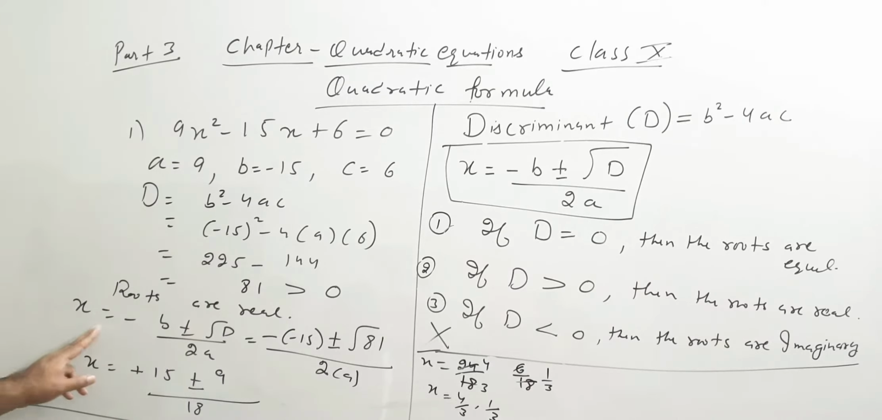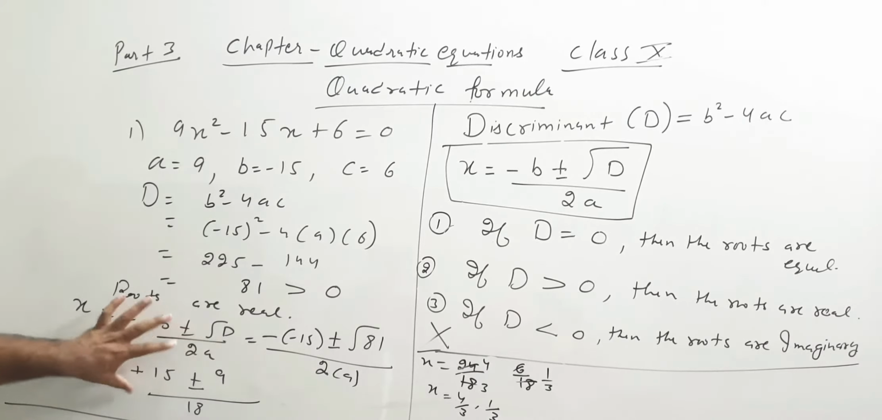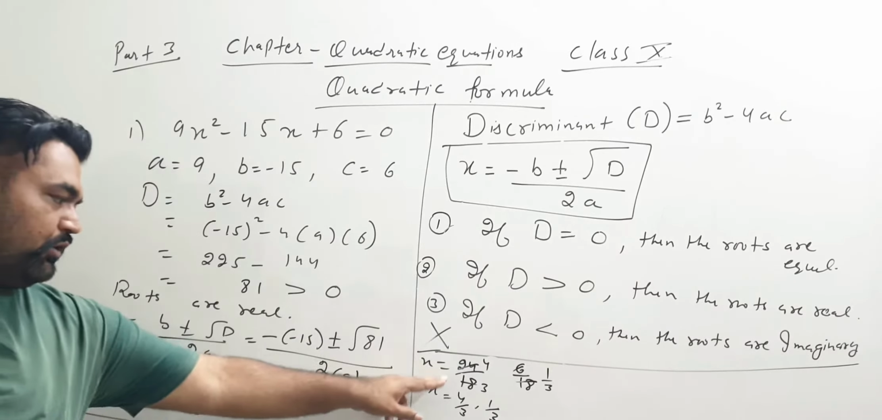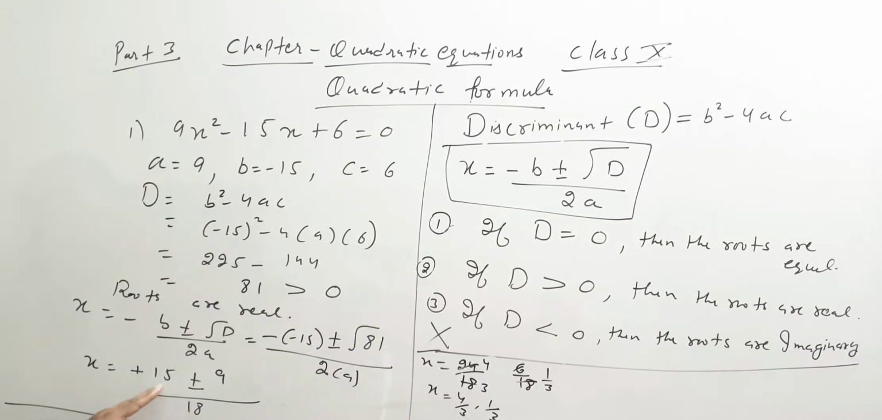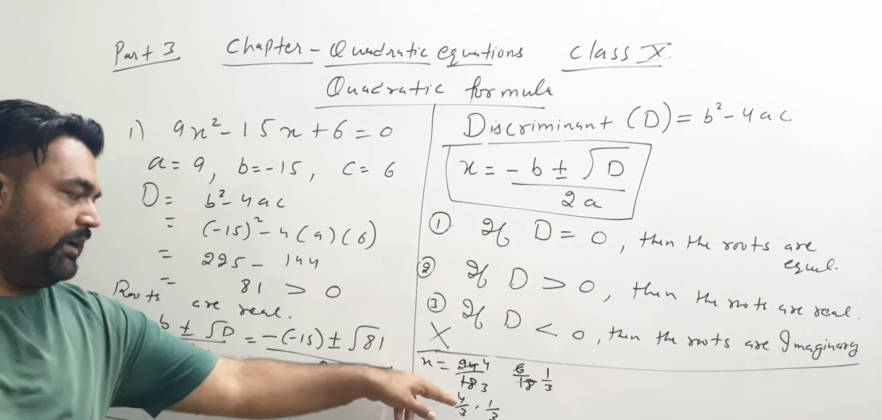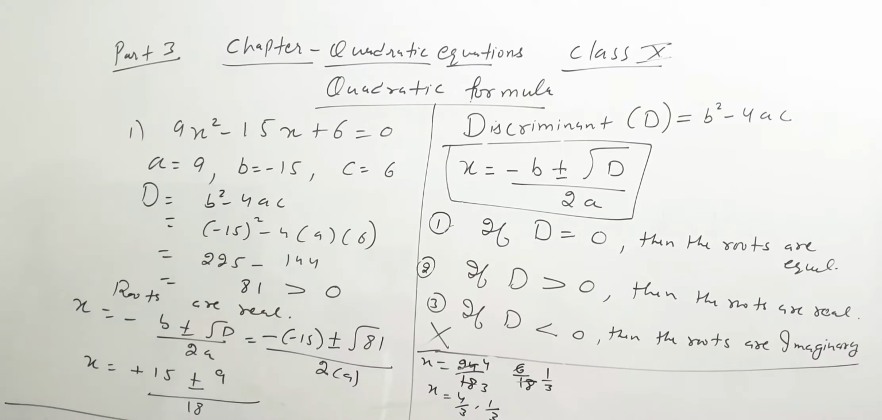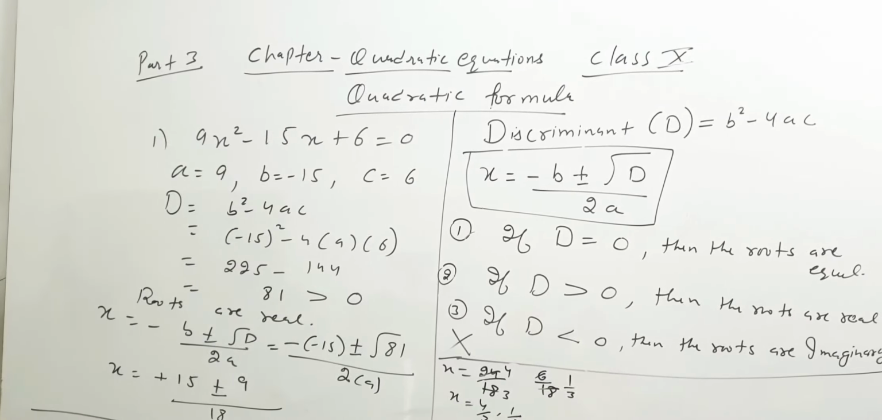Now x equals minus b plus minus root d upon 2a. This is the quadratic formula. We just put the values of a, b and d. By putting the values, we get 15 plus minus 9 upon 18. First of all, we will take the positive sign. 15 plus 9 is 24 upon 18. Then we will take the negative sign. 15 minus 9 is 6 upon 18. By cutting, we will find the two roots, that is 4 upon 3 and 1/3. So this is a basic question related to the concept of the quadratic formula. Now we shift to the second question.